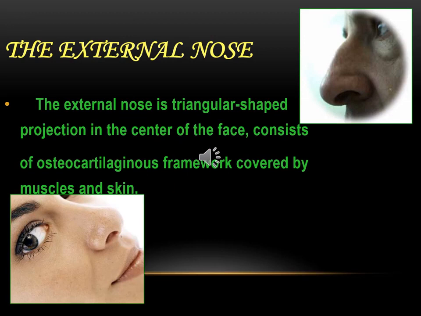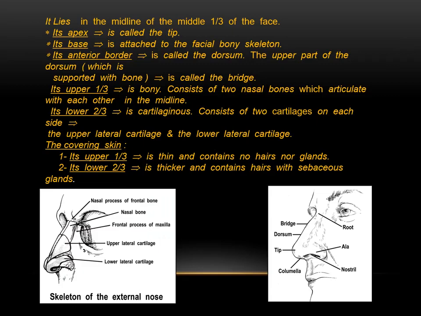So the external nose is a triangular shaped projection in the center of the face. Consists of osteocartilaginous framework covered by muscles and skin. So the external nose lies in the midline of the middle third of the face. Its apex is called the tip. Its base is attached to the facial bony skeleton. Its anterior border is called the dorsum. The upper part of the dorsum, which is supported with bone, is called the bridge.